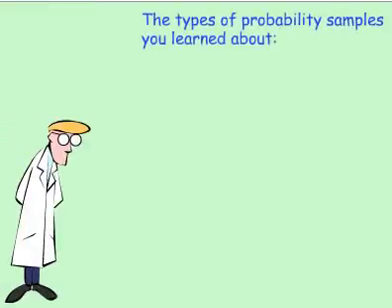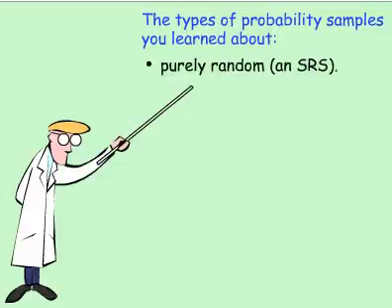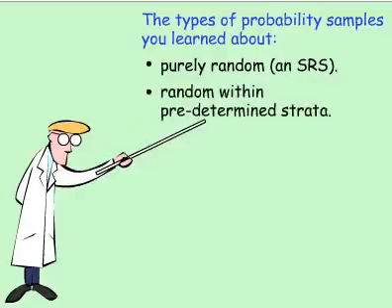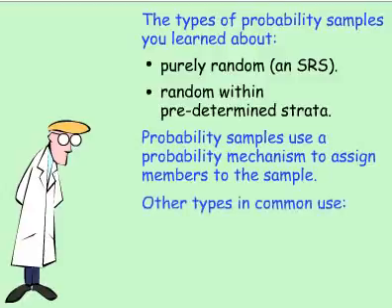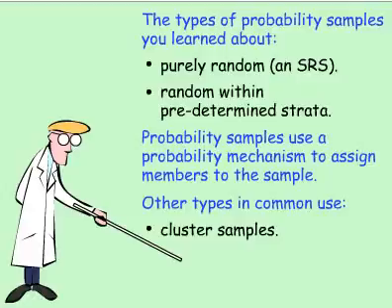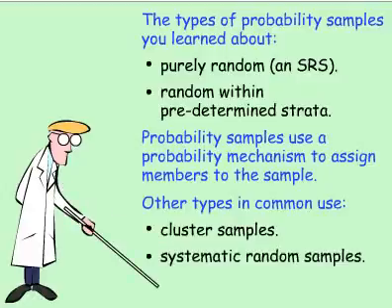The types of samples you learned about in the first two sections of this tutorial were either purely random, a simple random sample, or random within predetermined strata. These are examples of probability samples. Probability samples use some probability mechanism to assign members to the sample. Two other types of probability samples in common use are cluster samples and systematic random samples.